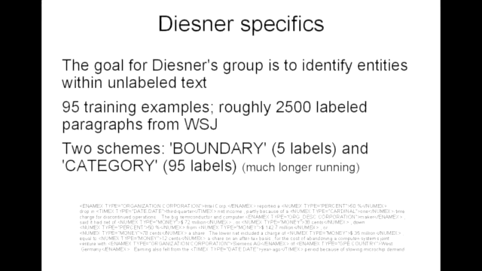So Diesner's group is trying to identify entities within unlabeled text, and they have a bunch of training examples, which is roughly 25,000 hand-labeled paragraphs from the Wall Street Journal. I don't know if you can read the text at the bottom of the slide, but for example, it has been hand-labeled that Intel Corporation is an organization of corporation type. It has been hand-labeled that 50% is a number of type percent, and so on.